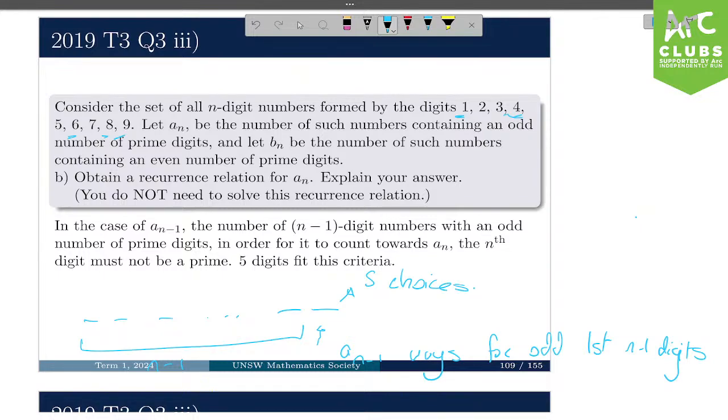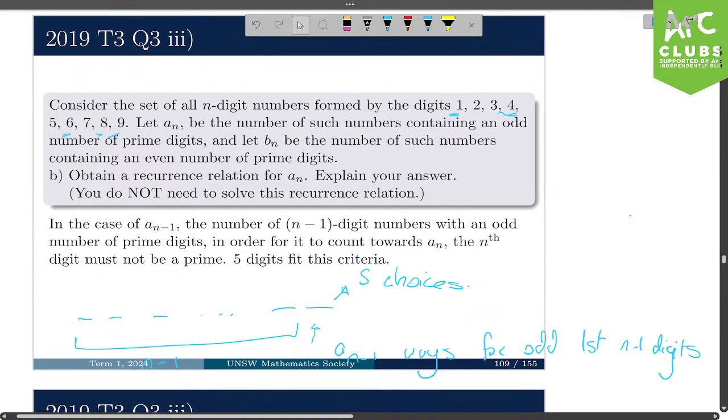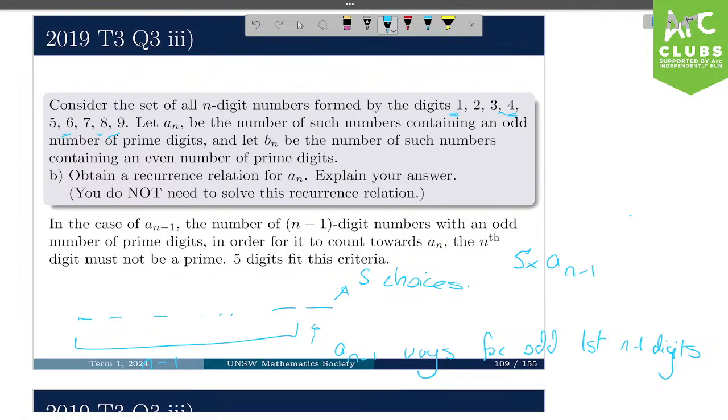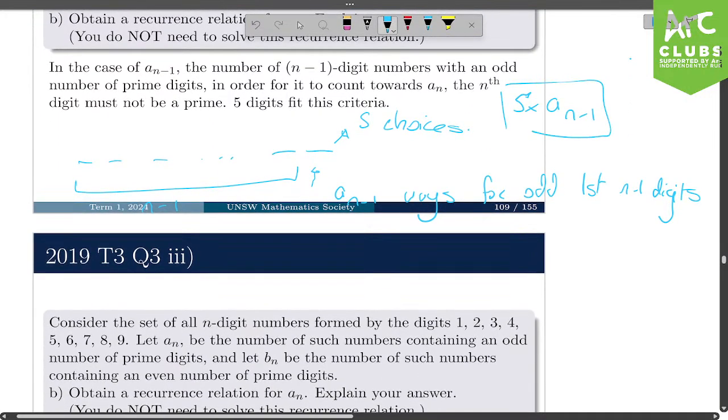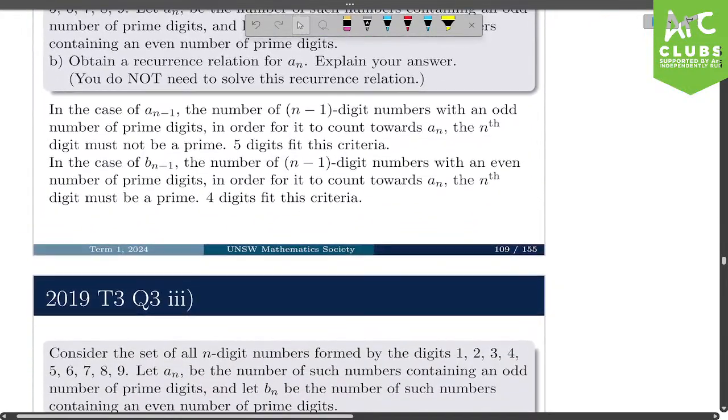So thus, since we have 5 choices for the last digit and a_{n-1} ways for the first n minus 1 digits to have an odd amount of primes, in this specific case you get 5 times a_{n-1} ways to have n digits with an odd number of primes. So is this clear? Right? So this is our first value, 5 times a_{n-1}.